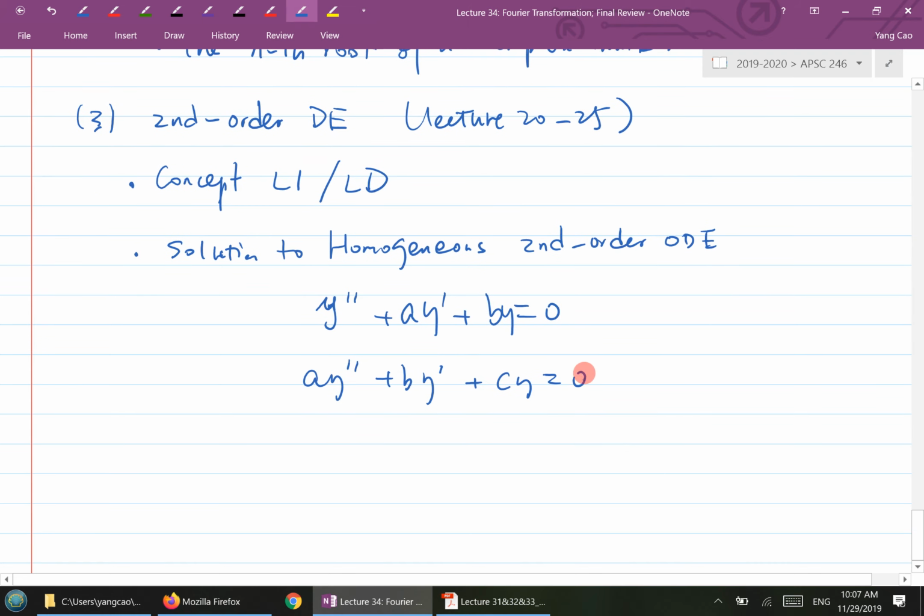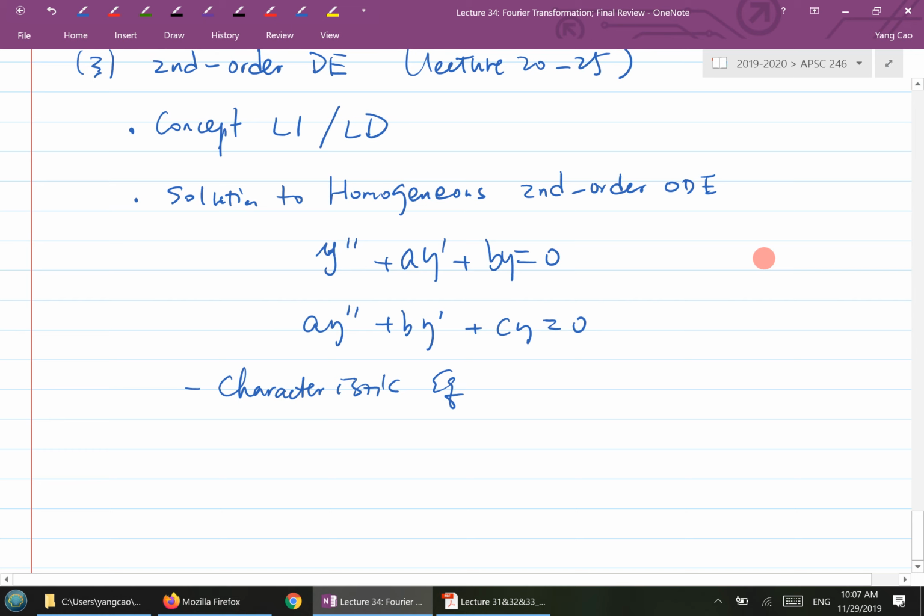Under this category, how do you get the solution? The first step is the characteristic equation. Then you look at the solution of the characteristic equation, and there are three different types of roots: two real distinct roots, repeated real roots, and a pair of complex conjugate roots. For each different type of roots, you have a format for the general solution according to the types of roots. So take a look at that.